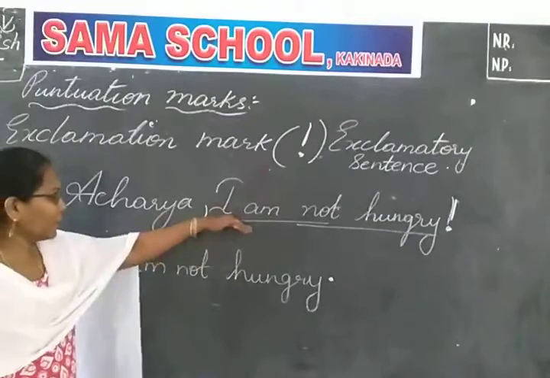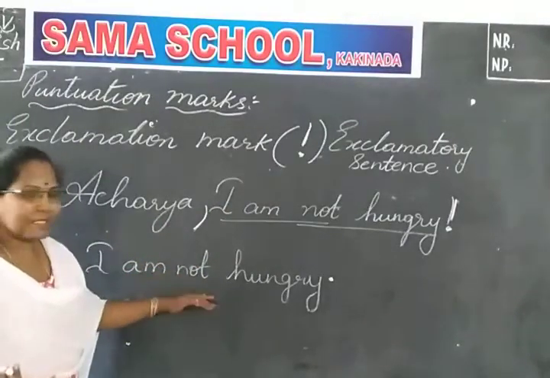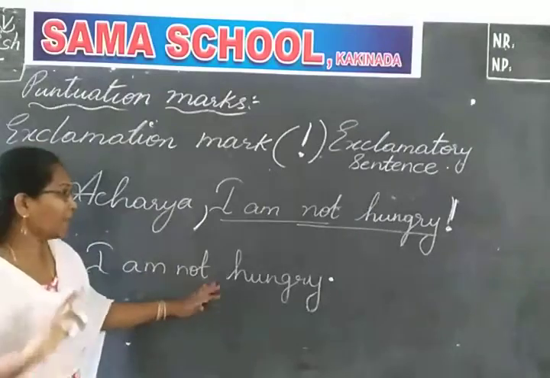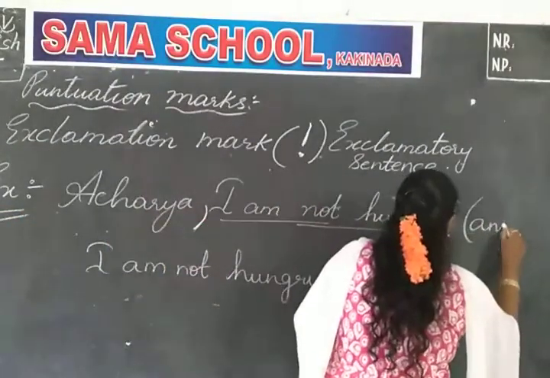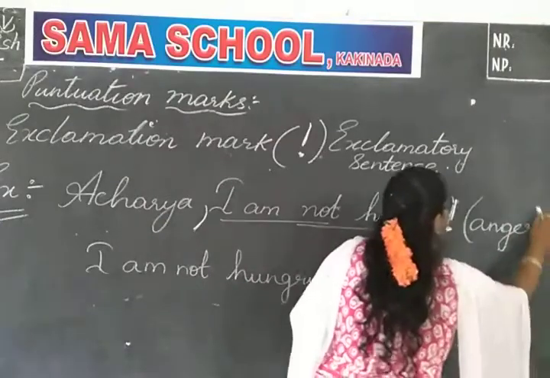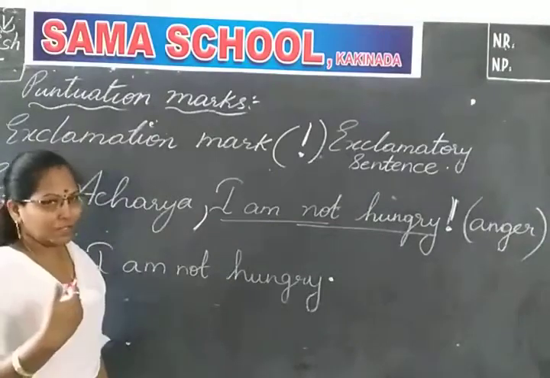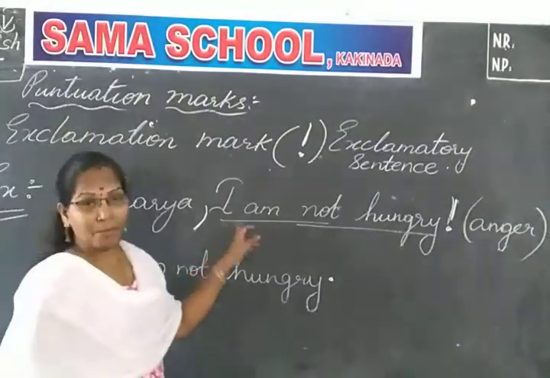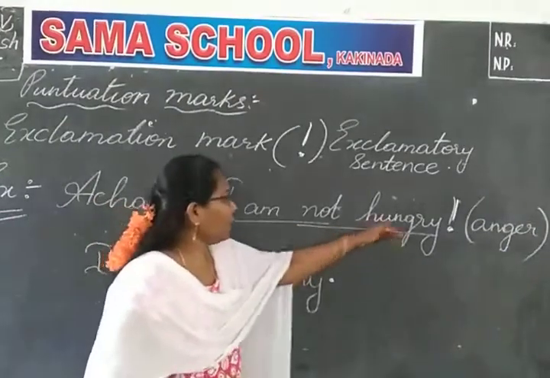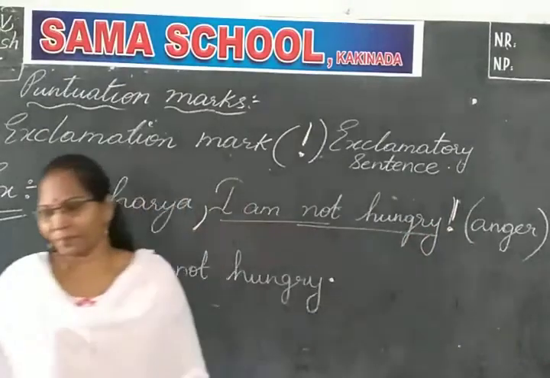So that's why here, I am not hungry, just a simple way of method, we are saying, then we will put a full stop. But here this king or the person, he is expressing his anger. Anger is also one type of emotion, isn't it? Our anger is also one type of emotion. I am not hungry. So that's why we have to place an exclamatory mark. Is that clear, children? Okay.